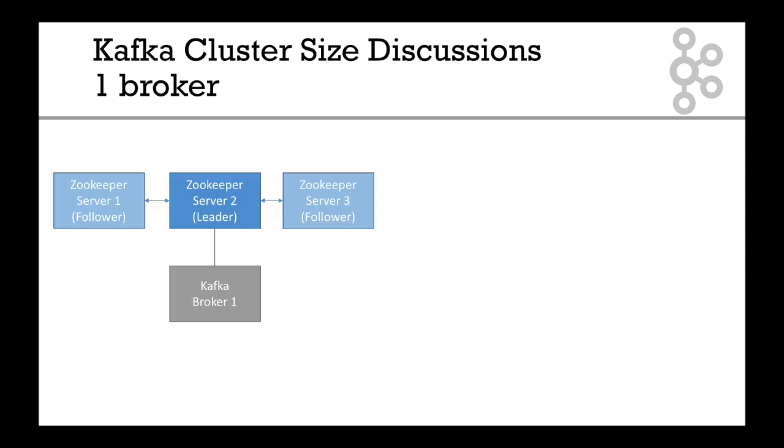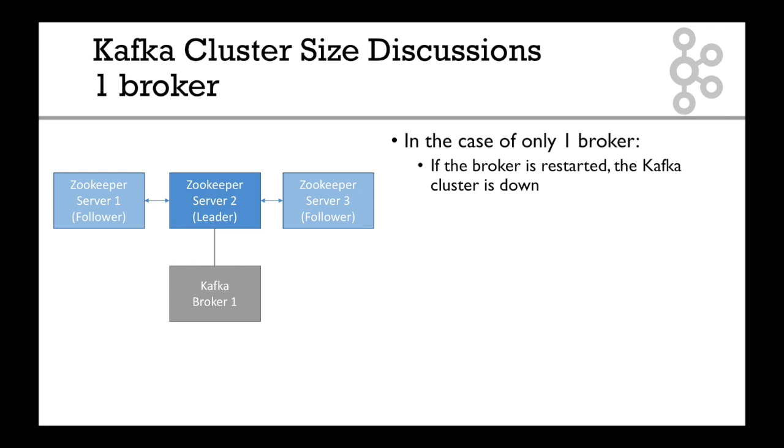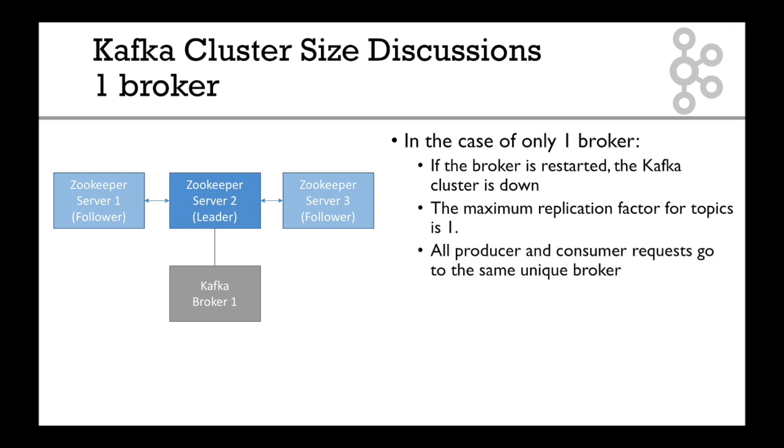So one broker, that's what it looks like. We have a Zookeeper quorum and we have one Kafka broker. In case you have one broker, if it's restarted, the Kafka cluster is down while the broker is restarted. So not good, right? The maximum replication factor for a topic also is 1 because you only have one broker. So really good for development, but that's it.